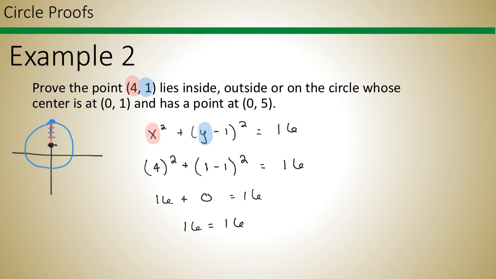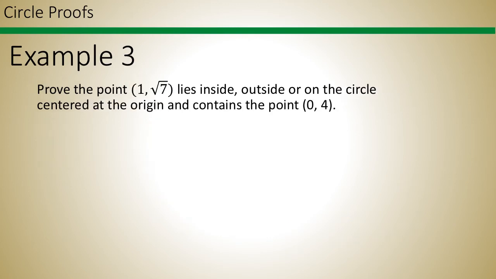Since these two things are exactly the same, we know that the point is on the circle. That's it there. We know that this point is on the circle because both sides of my equation are equal to each other. Okay, here's one more example.